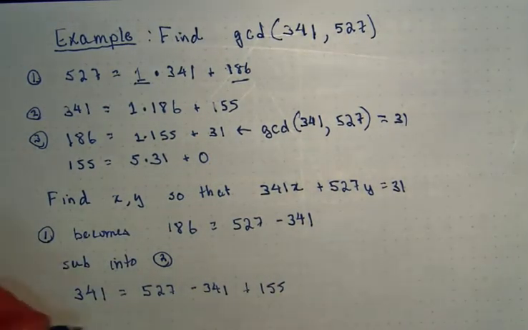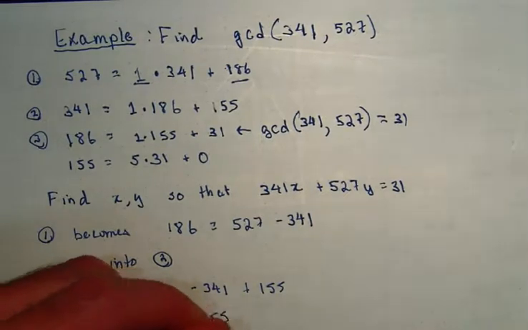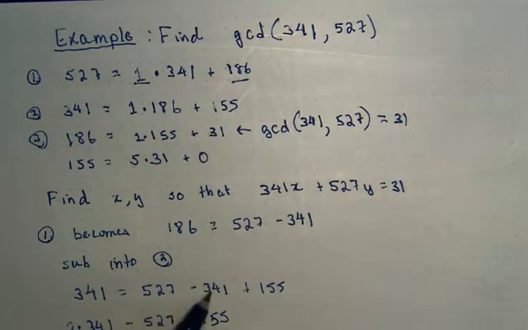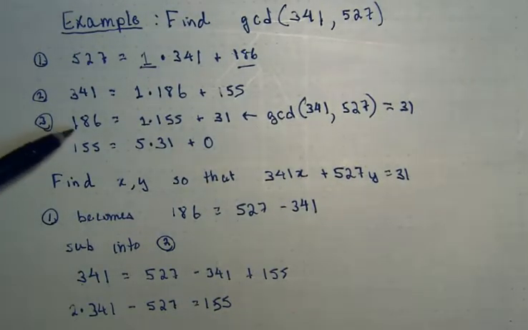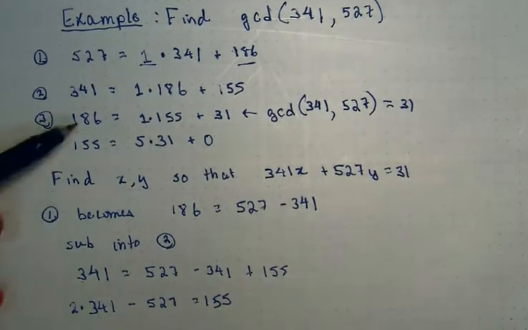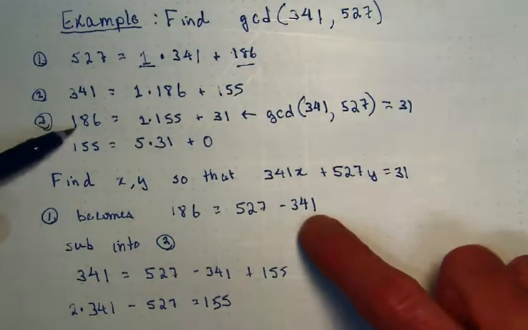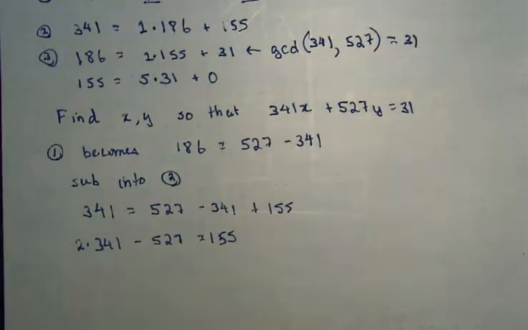And we're going to do a little more rewriting here. 2 times 341 minus 527 equals 155. So you can see what I did here. I added 341 to both sides and I subtracted the 527 to isolate this 155. Now, the reason that we're doing that is I'm going to take that and substitute that into equation 3 for 155. And we're going to substitute this in for the 186. So we're going to have to do two substitutions here.